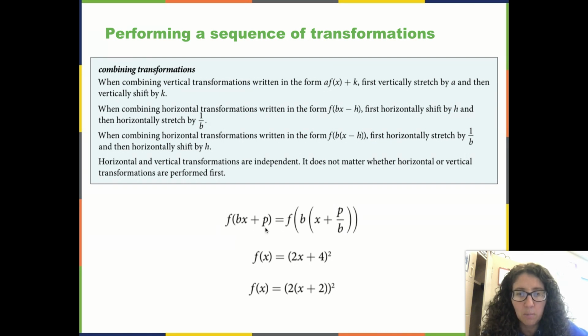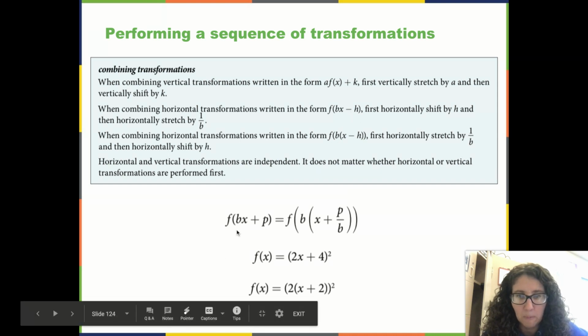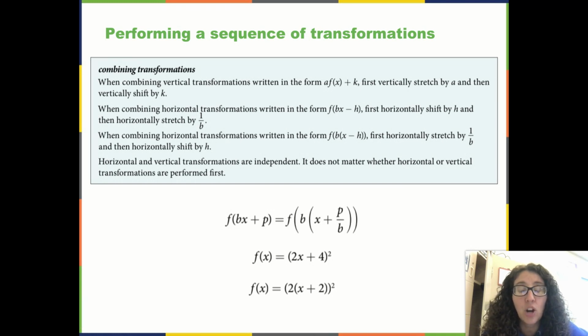If you have something that looks like f of bx plus p, okay, so that's kind of this case here, except they have a p instead of minus h. You have a coefficient in front of your x. You have to factor it out to be able to know what it is going to be. So here's what it should look like. You factor a b, whatever that coefficient is, out of those other two terms, right? If we multiply this out, we get bx plus p. Same thing we had here.